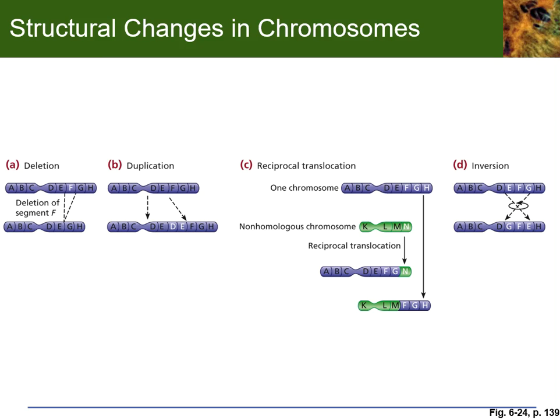In C, it's a translocation. Parts are exchanged between chromosomes. In this example, segments of non-homologous chromosomes are exchanged. And in D, you have an inversion, in which the order of chromosome segments is reversed. You can see here segment EFG is inverted.